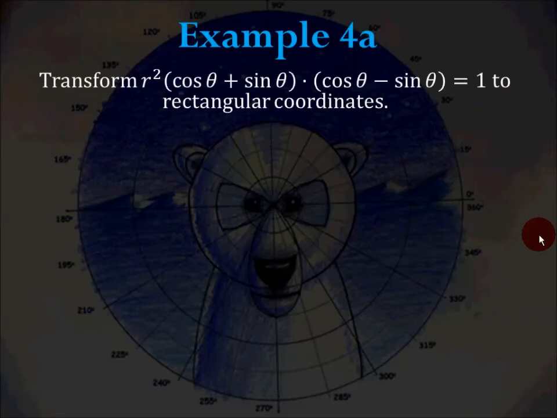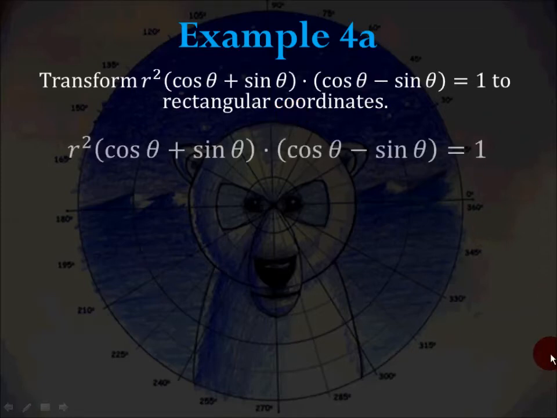So let's start with example 4a. Transform r squared times the quantity cosine theta plus sine theta times cosine theta minus sine theta equals 1 into rectangular coordinates. So basically, you're going to get rid of the r's, cosines, and sines of theta, and turn them into something with only x's and y's, and that's your goal. Now, how do we do that? Well, the first thing, let's try to simplify this into something a little more useful.